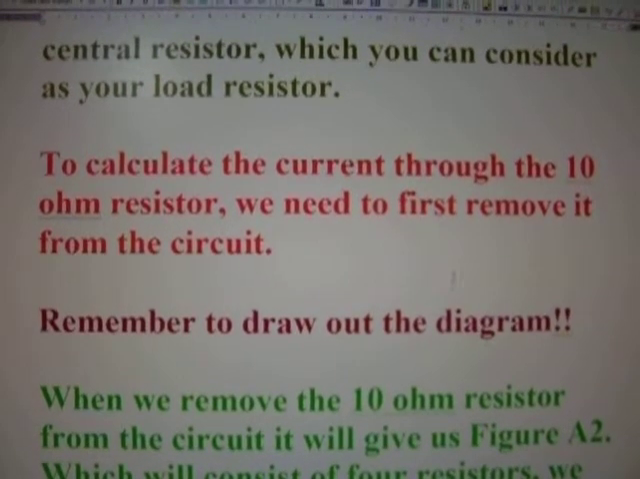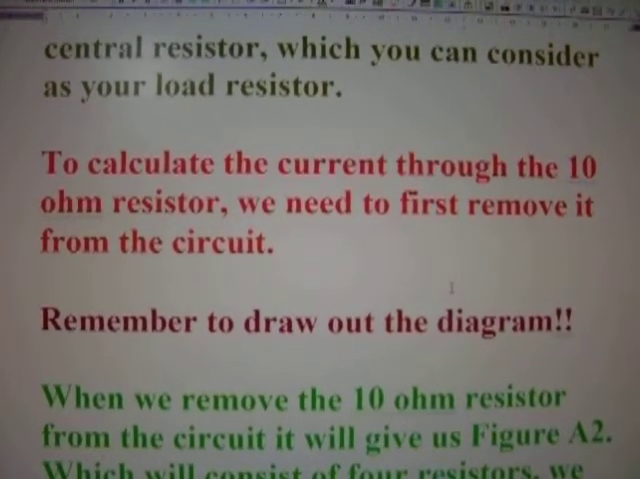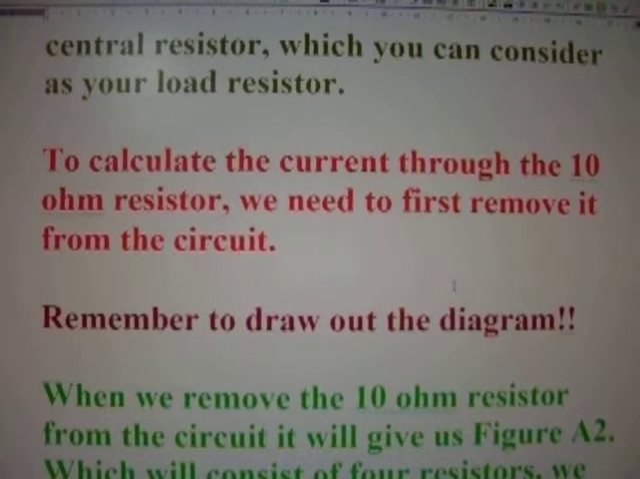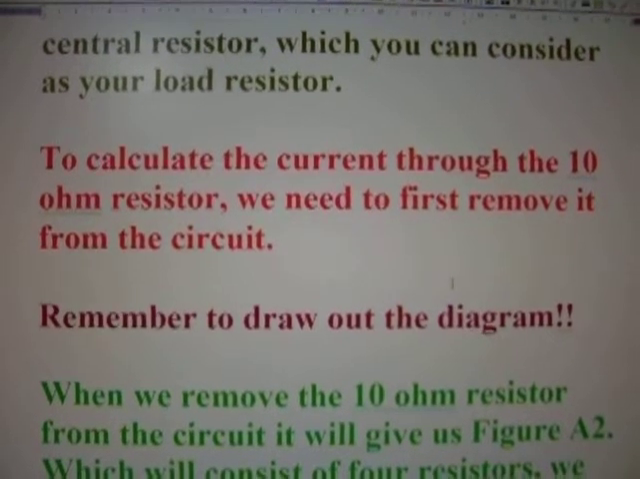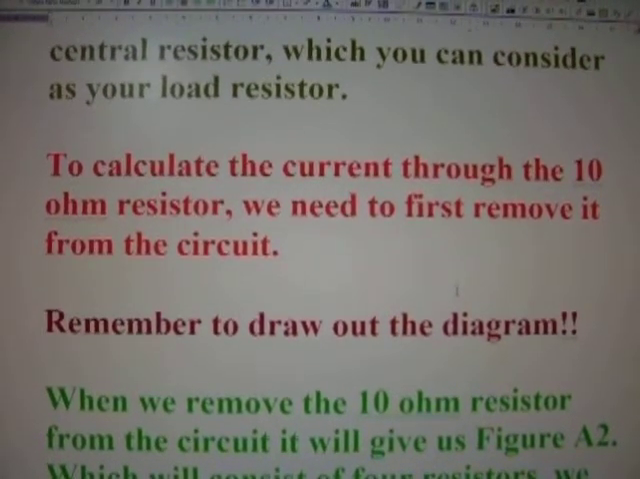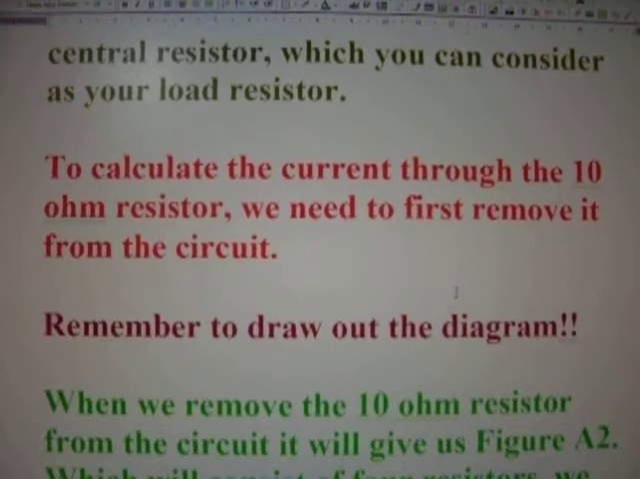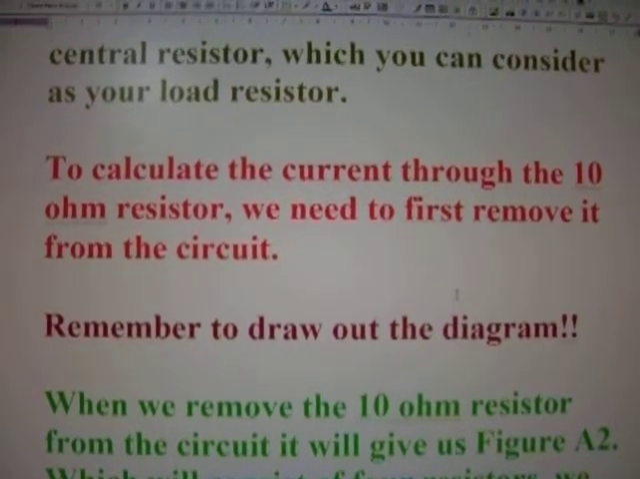I've then gone on to mention how to calculate the current through the 10 ohm resistor. We need to first remove it from the circuit. Now that is relevant. Okay? And you'll see what I've done as we go through this process.